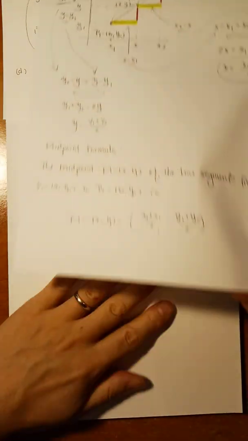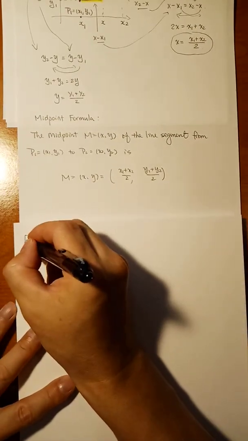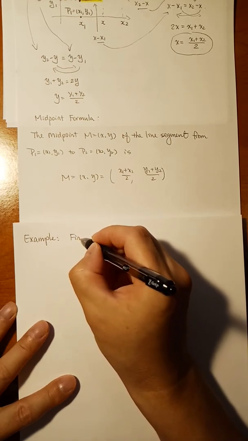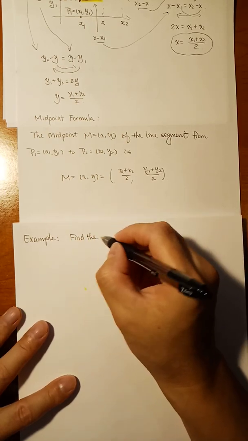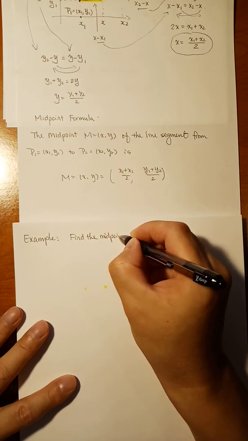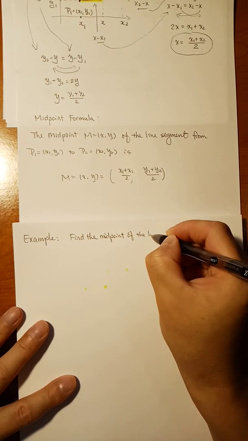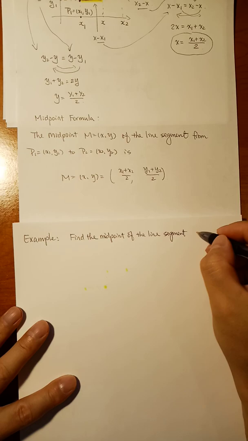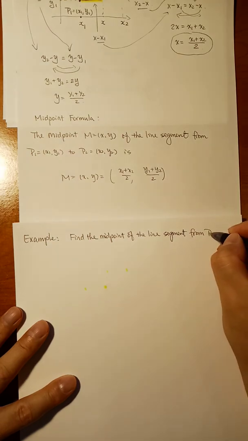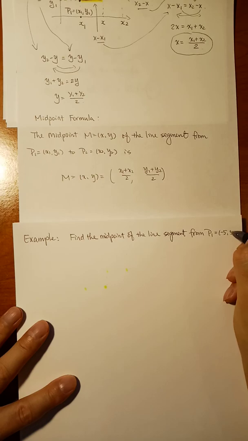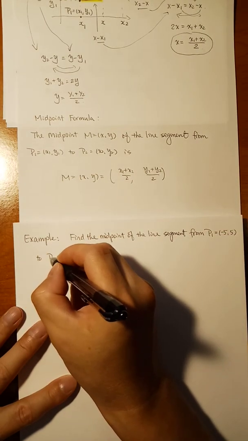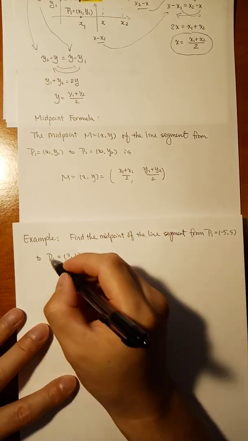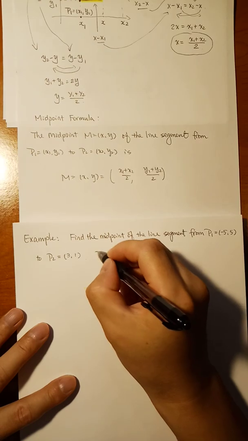All right, so now let's see the example. We will have this simple example. Find the midpoint of the line segment from P1, which is -5, -5, to P2, which is 3, 1, okay? And plot them.